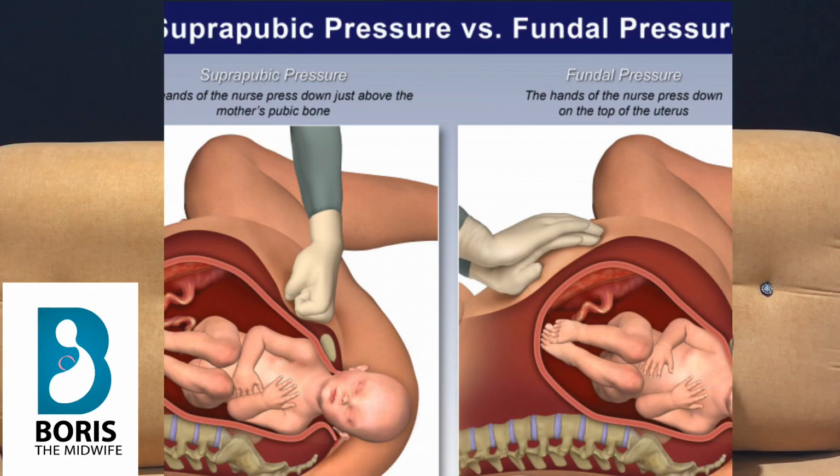So after hyperflexing her legs, that's after performing the McRoberts maneuver, the next thing you want to do is perform suprapubic pressure. Suprapubic pressure is applying pressure just above her symphysis pubis. That's just applying pressure, not fundal pressure. Fundal pressure is being done at the fundus. That's the highest part of the uterus. You're applying pressure here at the fundus. But suprapubic pressure is being done just above her symphysis pubis. You're applying a downward pressure at that area.